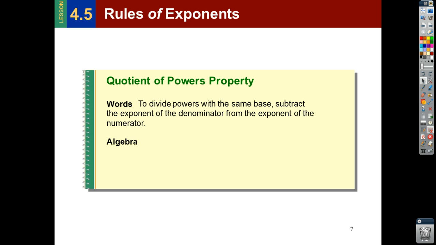Okay, so here's the quotient of powers property. When you are dividing with the same base, you just subtract the exponents. Okay, and a can't be 0. It doesn't work when a is 0.